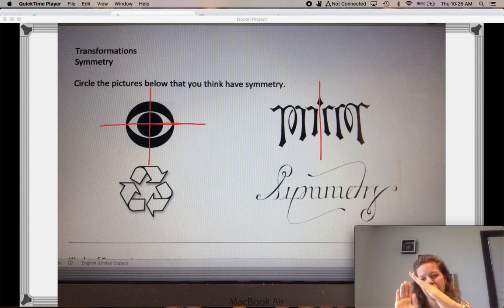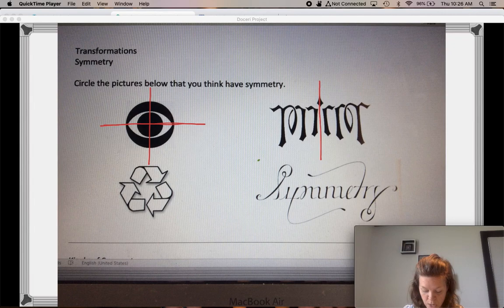And if I try a diagonal line, we can just kind of draw on a diagonal line to give a visual here. And let's see if I try to fold it along that line. It doesn't look like what's on the two sides of that line match up. So that one doesn't have any diagonal line symmetry on it. All right.